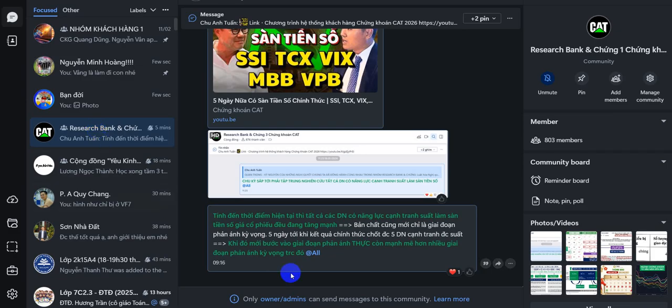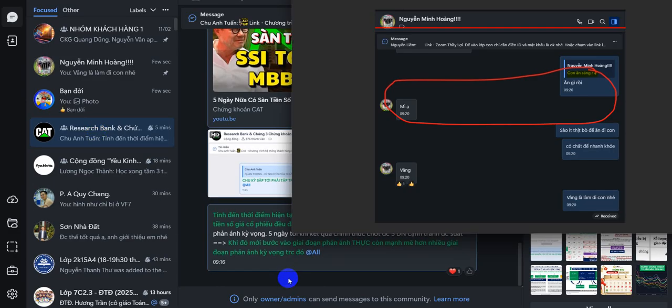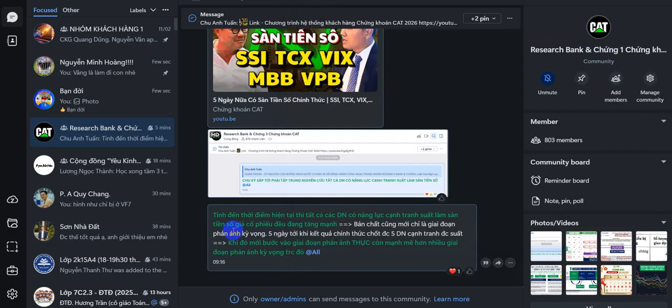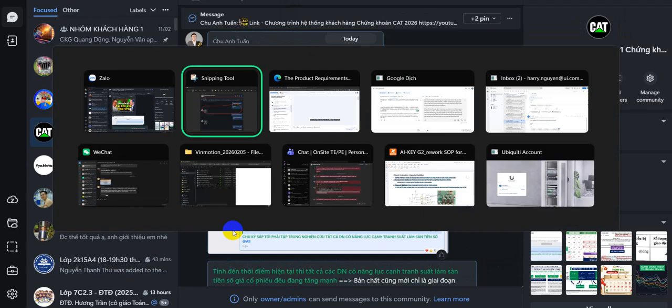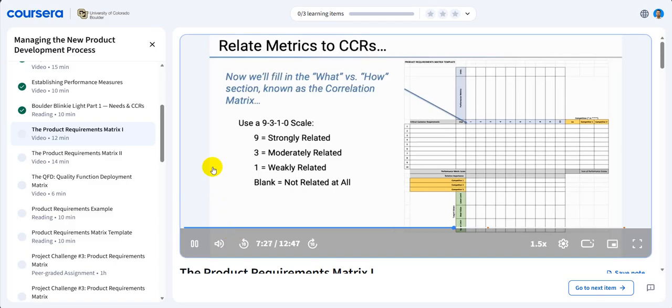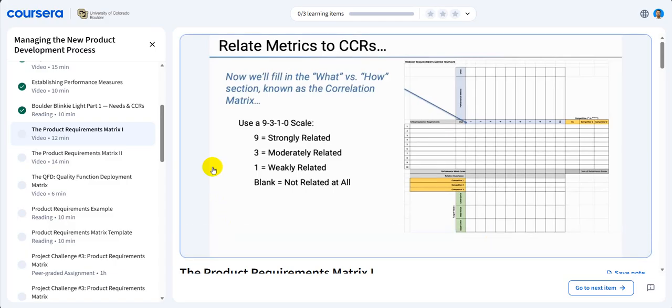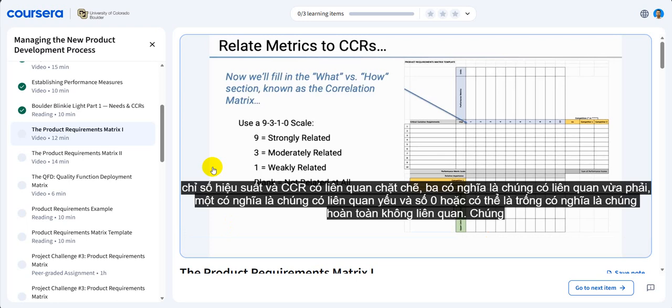What we're going to do is use a 9, 3, 1, or 0 scale, where a 9 means the performance metric and the CCR are strongly related, 3 means they're moderately related, 1 means they're weakly related, and a 0 or perhaps a blank means they're just not related at all.